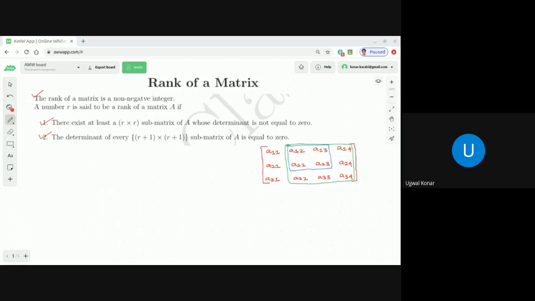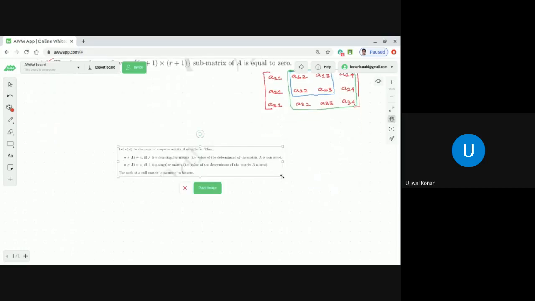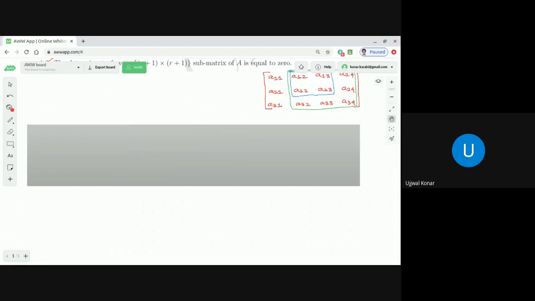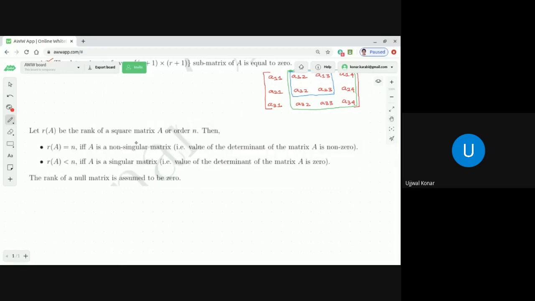Before I proceed to the steps to find the rank of a matrix, I would like to tell you about a little specialty of the rank of a square matrix. Suppose A is a square matrix of order n. That means it has n rows and n columns. And let RA be the rank of that square matrix A, whose order is n.